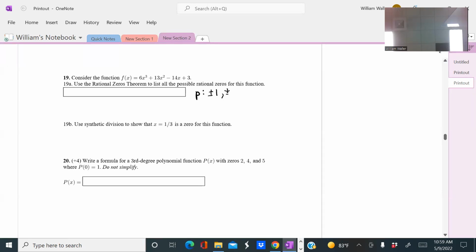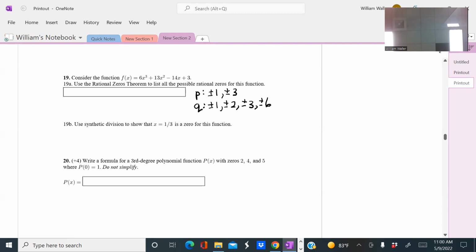And plus or minus 3, correct? Yeah, that's it. And then do the same thing for your leading coefficient, the 6. So you would have plus or minus 1, plus or minus 2, plus or minus 3, and plus or minus 6, right? I kind of got out of order there.